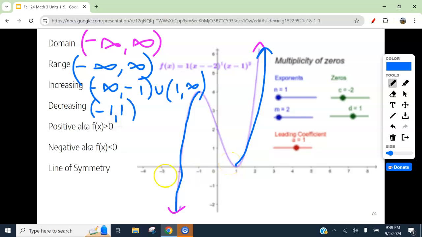It's decreasing. Positive zone on Delta is also written as wherever we're greater than 0. We're positive from -2 right here until we get to 1. We are not positive at those spots. We were negative zone from negative infinity to negative 2. And that's it for negative zone.